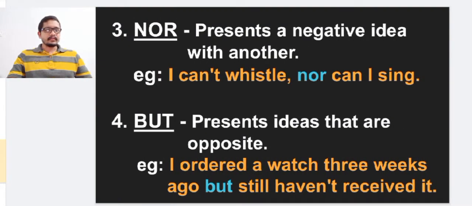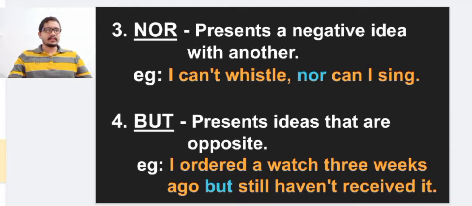Let's see the third one. Nor presents a negative idea with another. Example, I can't whistle, nor can I sing. So here also, two independent clauses are joined by the coordinating conjunction nor. That's why we have used a comma after the first independent clause.